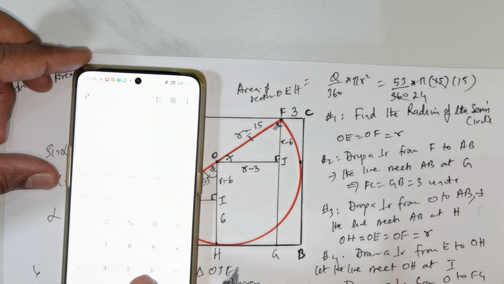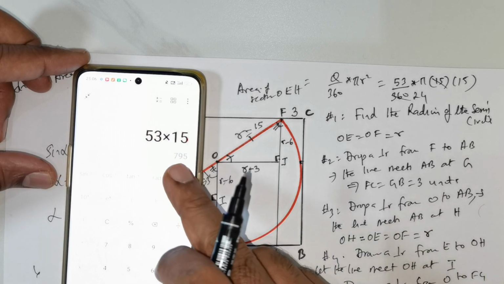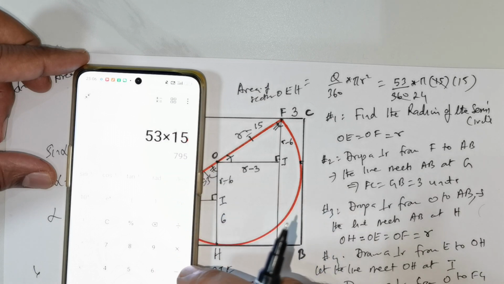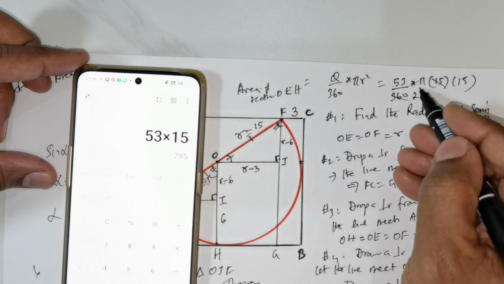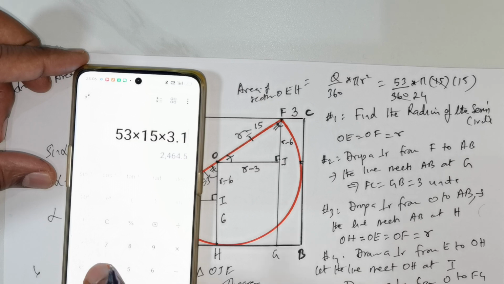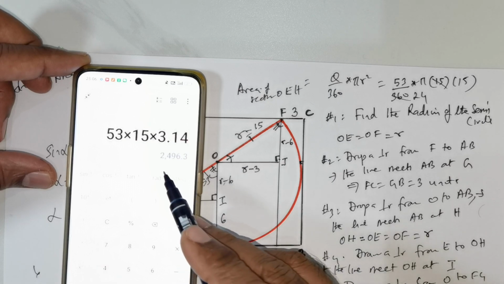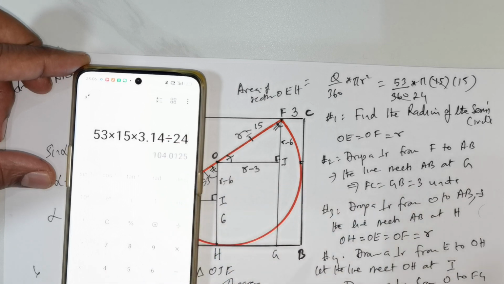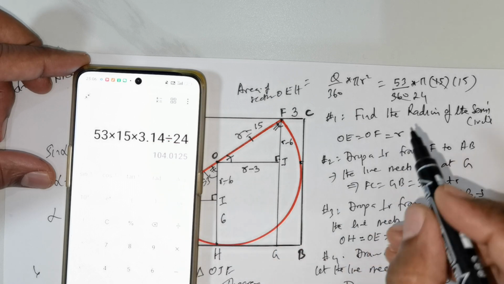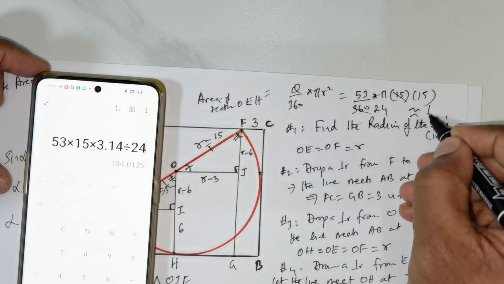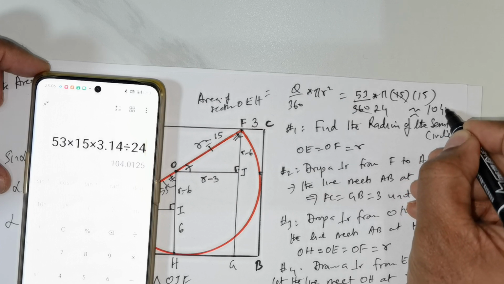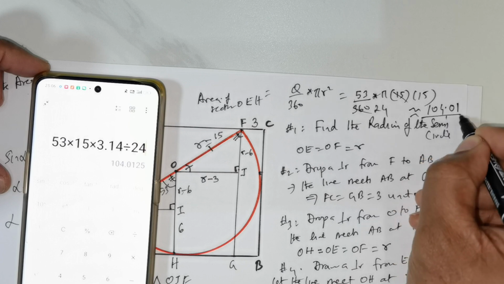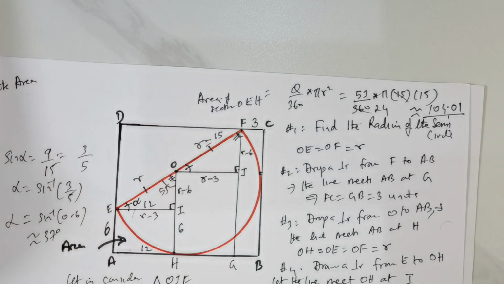53 into 15, that's going to be 795 divided by 24. Again it will have an approximate value, so let us see that. So this was multiplied with pi 3.14, so I'm getting this value 2496. This is divided by 24, this is giving me 104.01. So what I would do is I would take it as 104.01, that's what I can take it as. So we got the area of the sector.